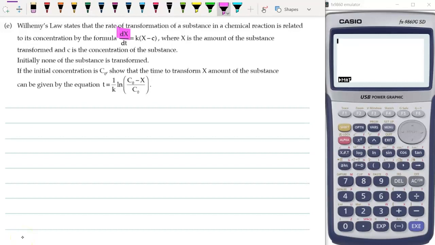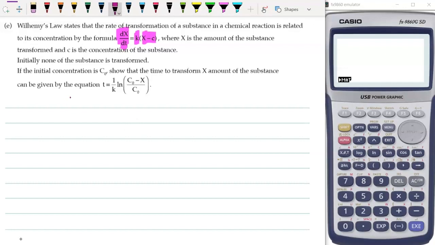Okay, in part E, we've got this differential equation. It's about rates of increase and decrease. So we've got a chemical reaction happening and some proportionality with that, because the dx/dt equals k part means that it's proportional to this thing here. So the rate it's changing at is proportional to the difference between that thing and C, which is the concentration. So from that we need to do separating the variables.